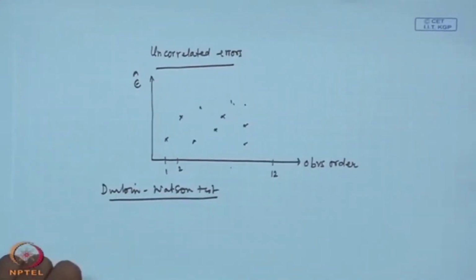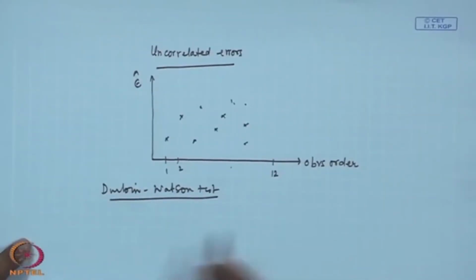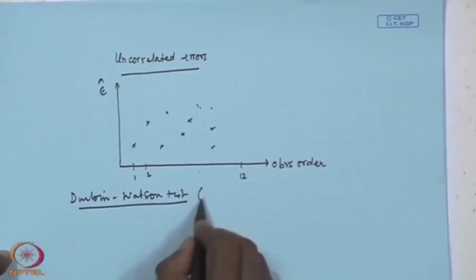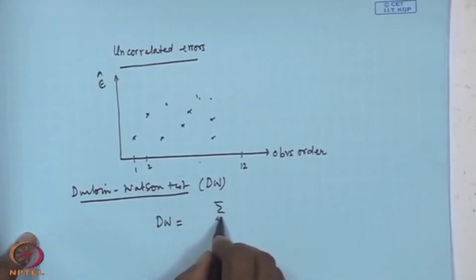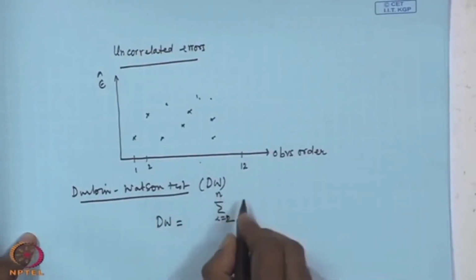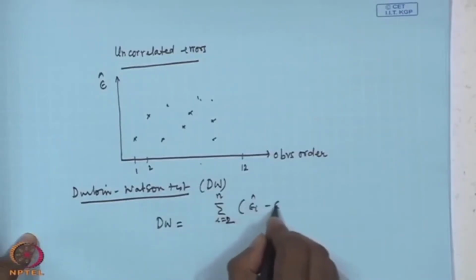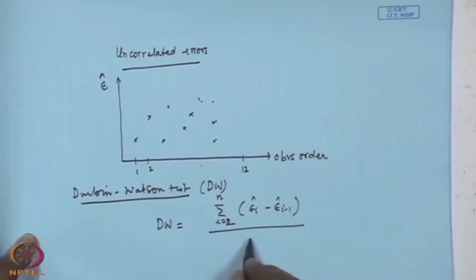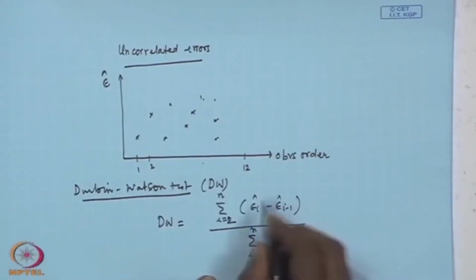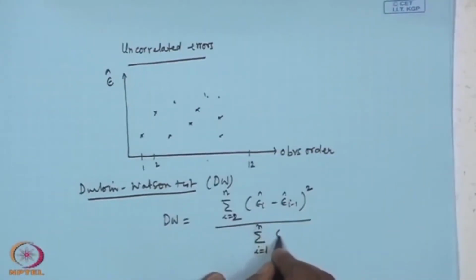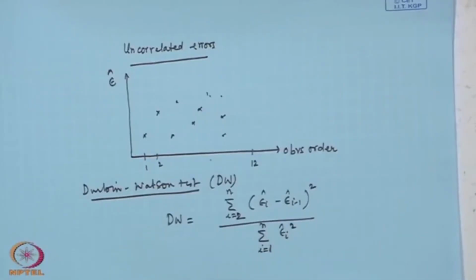Durbin-Watson test for uncorrelated errors. If I say dW, it is basically the sum from i equal to 2 to n of (epsilon i cap minus epsilon i minus 1 cap) squared, divided by the sum from i equal to 1 to n of epsilon i cap squared.